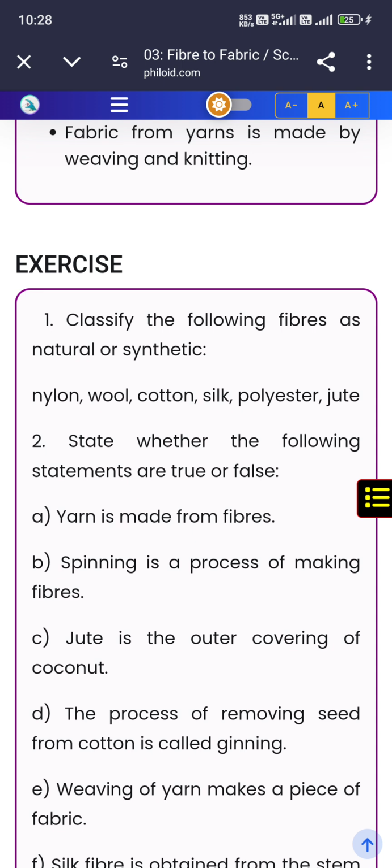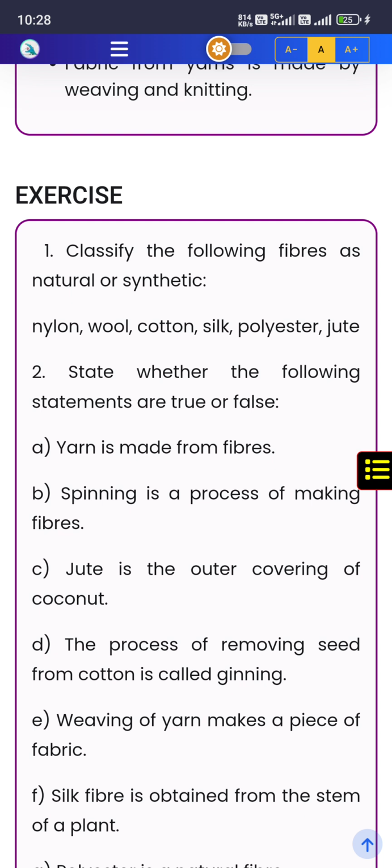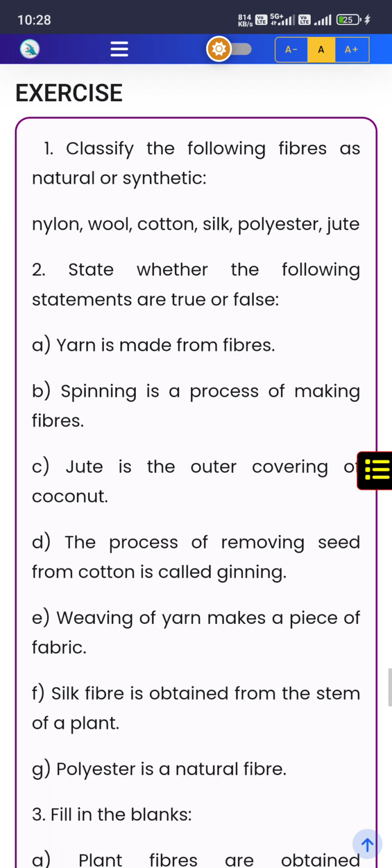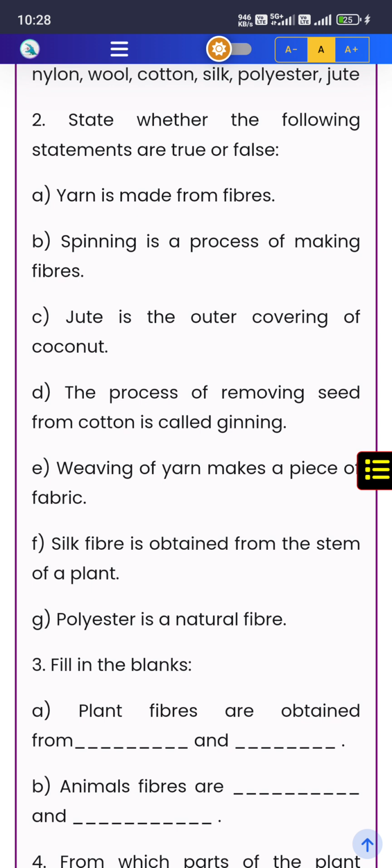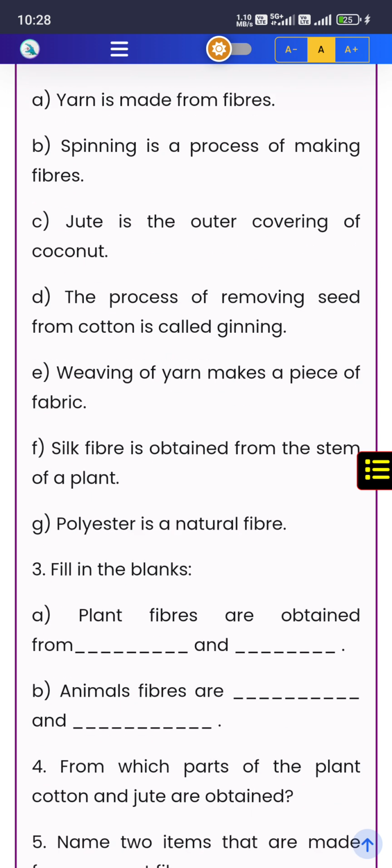Next up, let's see the exercise. Classify the following fibers as natural or synthetic. Nylon is synthetic, wool is natural, cotton is natural, silk is natural, polyester is synthetic, jute is natural. State whether the following statements are true or false. Yarn is made from fibers. True. Spinning is a process of making fibers. True. Jute is the outer covering of a coconut. False. The process of removing seed from cotton is called ginning. True. Weaving of yarn makes a piece of fabric. True.